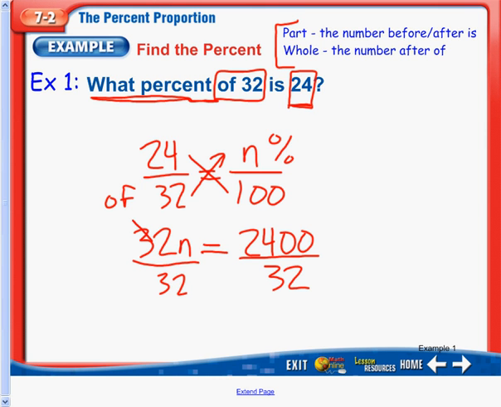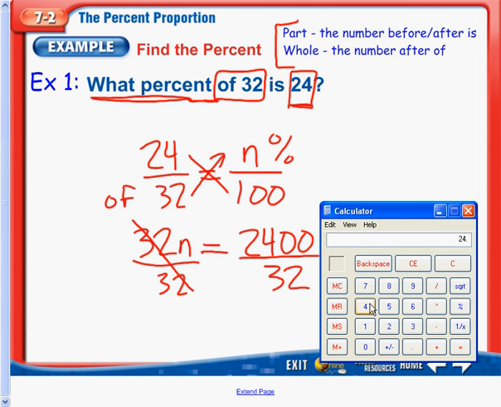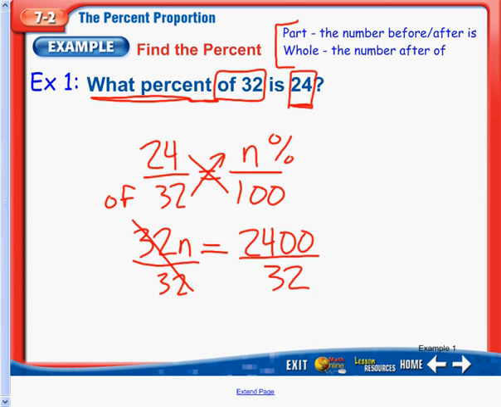Then we'll find 1n, so 2400 divided by 32. Bust that out on our calculators here. It's going to give us 75. So now we have n equals 75, and n is a percent, so we have 75%, our answer.